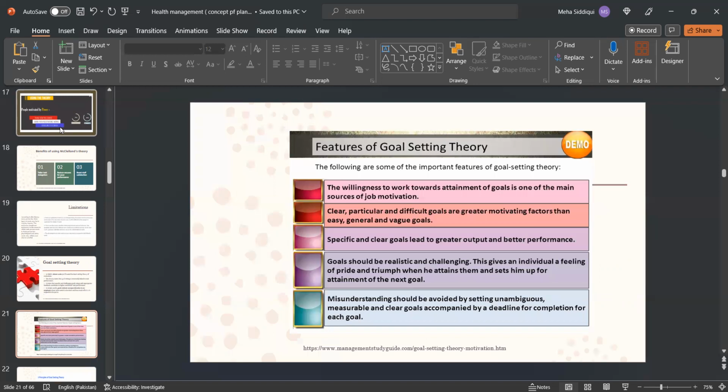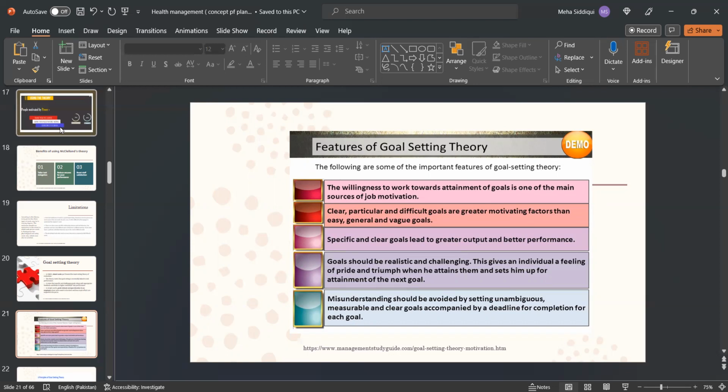So these are the features of the goal-setting theory. First comes the willingness to work towards attainment of goals, which is one of the main sources of job motivation. Clear, particular, and difficult goals are greater motivating factors than easy, general, and vague goals. Specific and clear goals lead to greater output and better performance. Goals should be realistic and challenging.